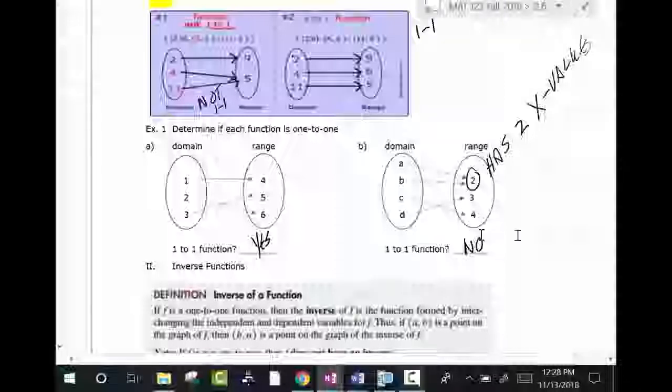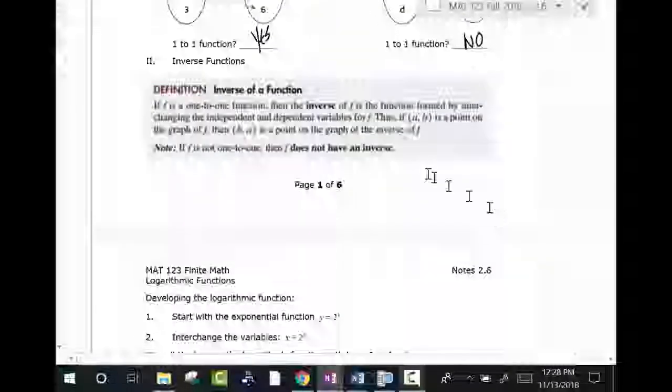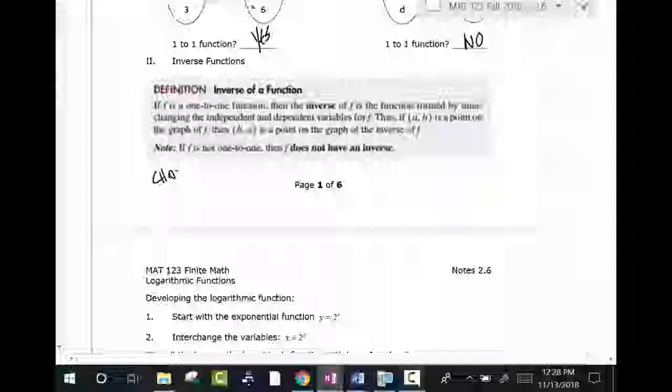Now, we won't get too much into this because we want to get right into the idea of a logarithm. All right, so I'm going to talk roughly about what an inverse function is, and the purpose of that is to help you get some idea of where a logarithmic function comes from and what it's doing. In an inverse, all you do is change the variables. In other words, y becomes x, x becomes y.